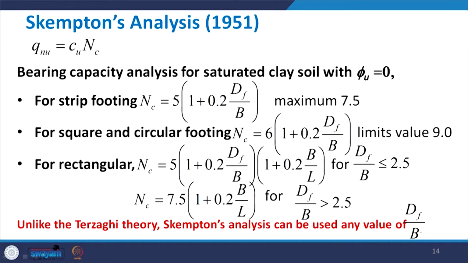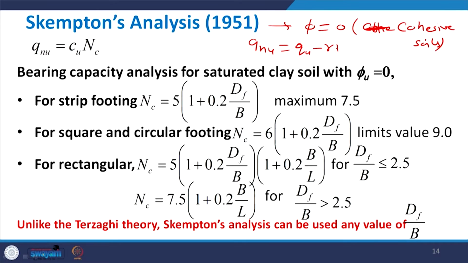Now, besides that, Terzaghi, other researchers have also done the analysis. Skempton in 1951 did, but Skempton's analysis was only for when phi equal to 0. This was the case when phi equal to 0, that means cohesive soils only. So, this was the case for cohesive soils. And qnu is nothing but qu minus gamma df, which we have already discussed, or this will be simply qu minus q. So, qnu will come as cu into Nc. So, there will be only one term in qu, because it is qu minus q.